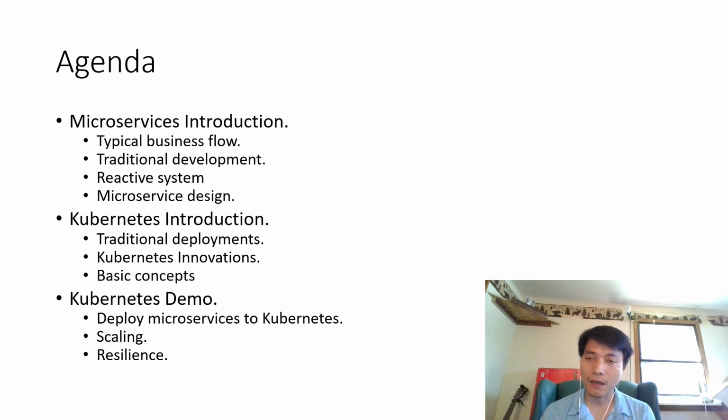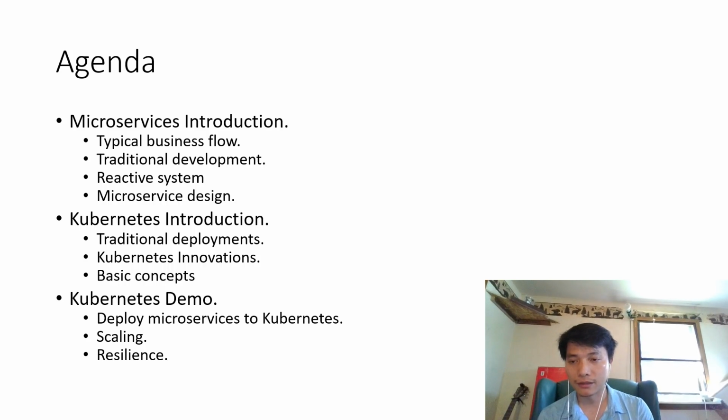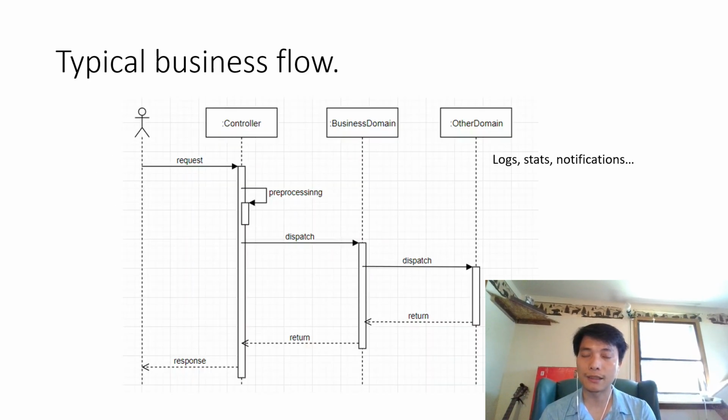And then, with a microservice system, we discuss Kubernetes deployment: how to deploy a system on Kubernetes to solve the problems that traditional deployment faces. And in the last session, I will show you demos of how the Kubernetes system works: how to deploy, how to scale, and showing the resilient features. Okay, let's start.